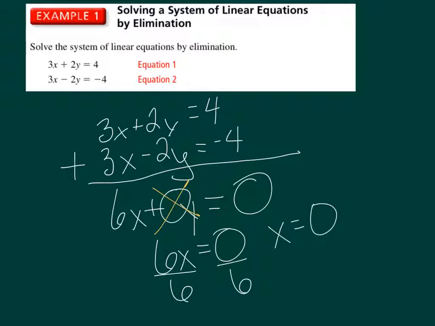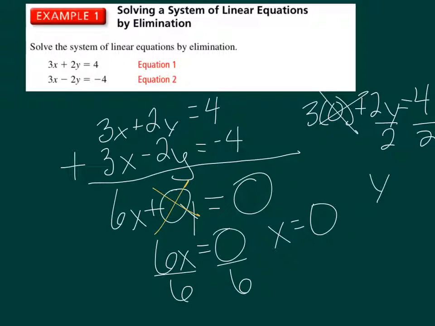Now again, just like before, once we find one, we can find the other one by plugging it into either of the equations. So I'm going to plug it into the top equation. 3 times 0 plus 2y equals 4. 3 times 0 goes away, so I have 2y equals 4. I divide by 2, and I get my solution y is equal to 2. Again, these are coordinate point answers, so write them like one. Now we have (0, 2).